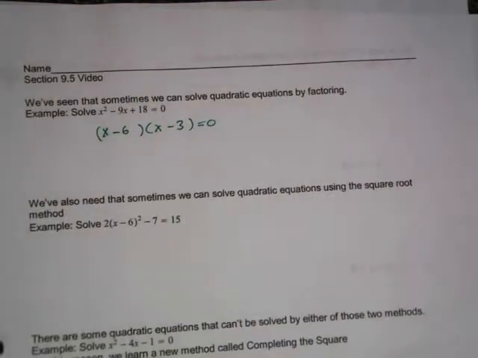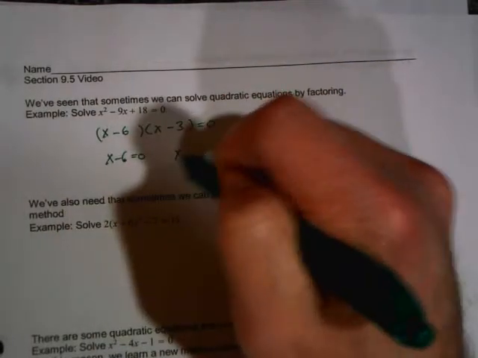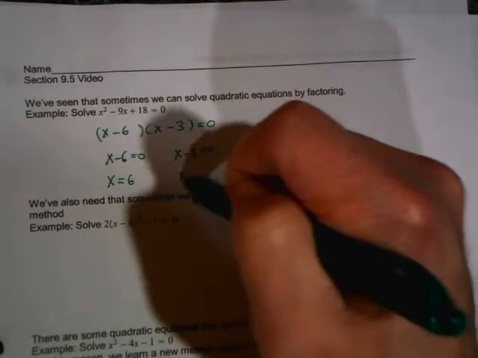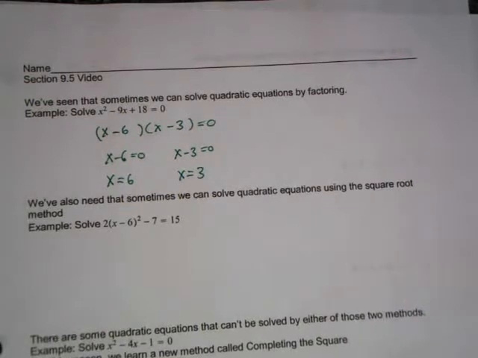It's x minus 6 and x minus 3 equals 0. So we take x minus 6 equals 0, x minus 3 equals 0, and we get our two answers, x equals 6, x equals 3. Now the reality is factoring doesn't always work, and we'll see some examples of that in just a minute.